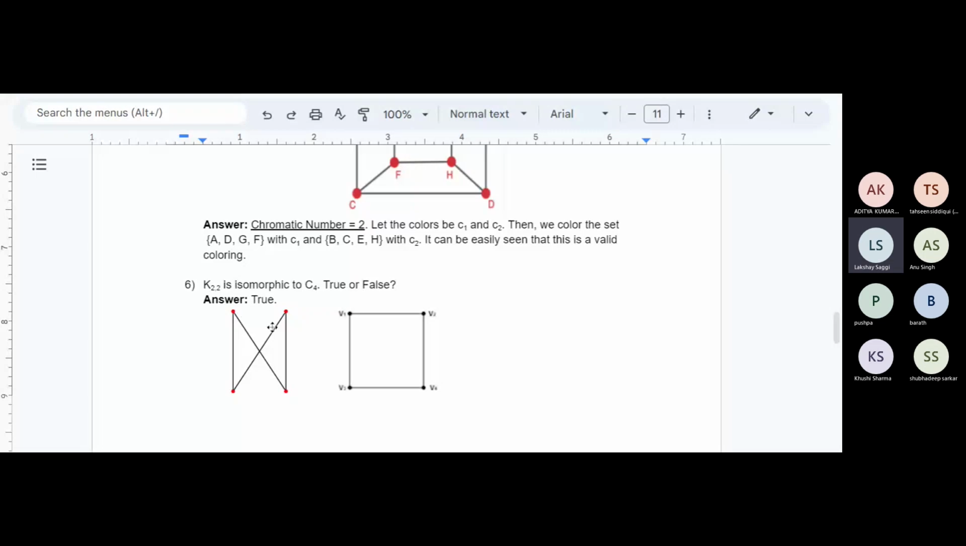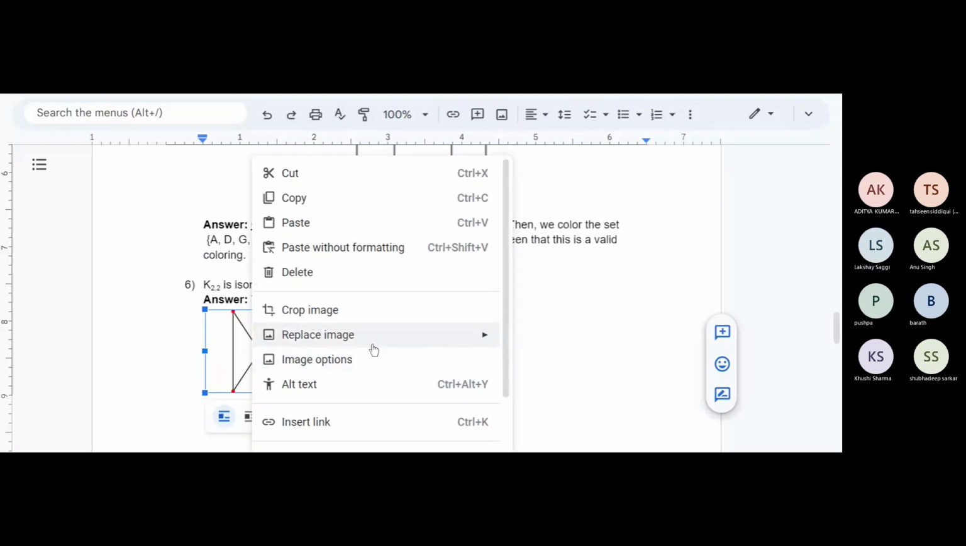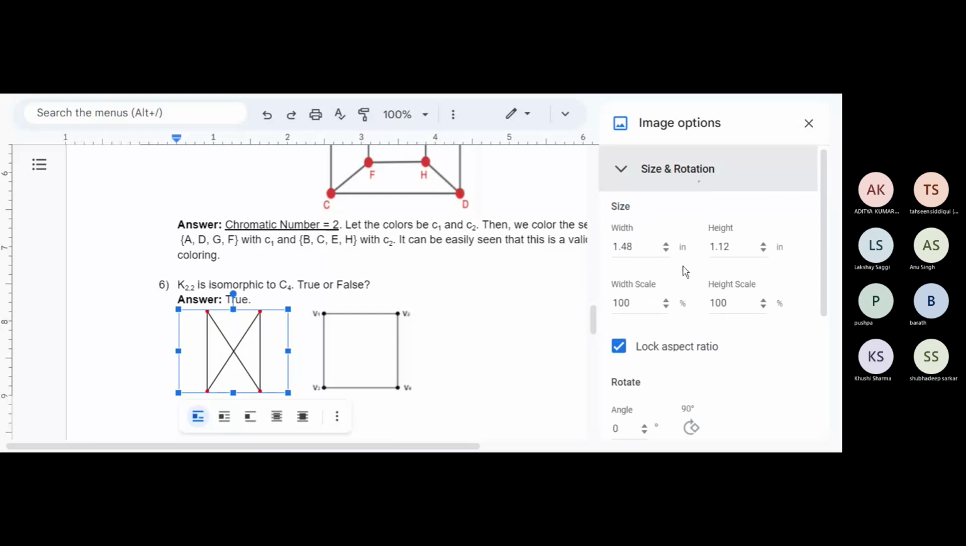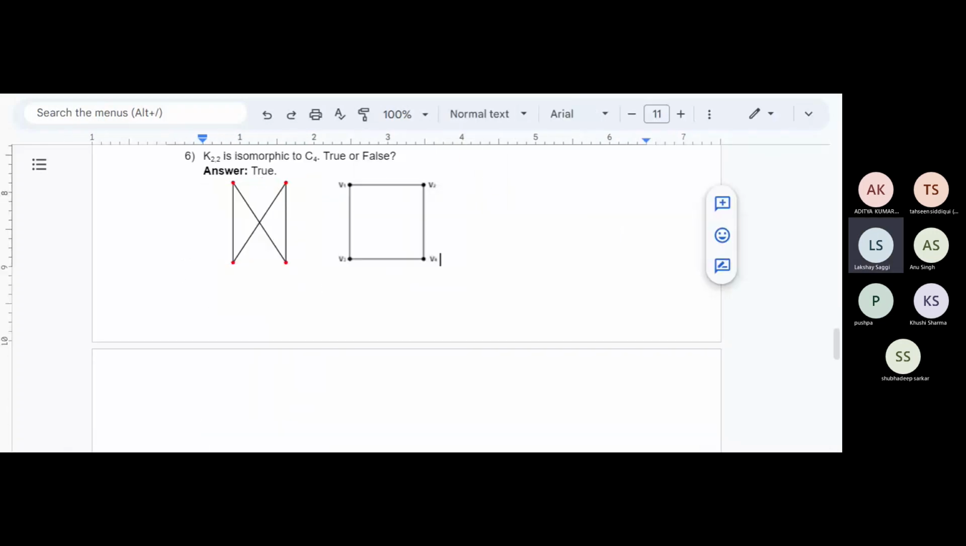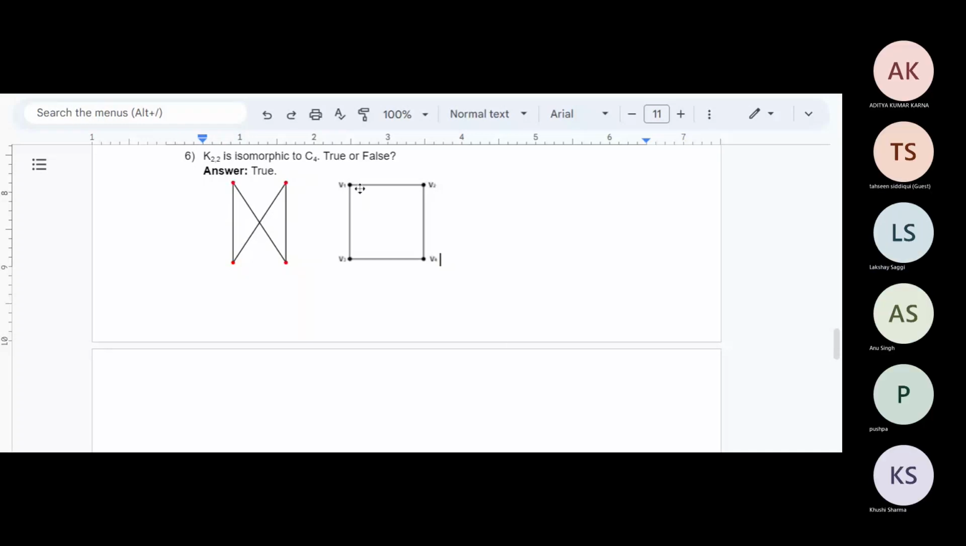Here, what we are seeing is that this K2,2 graph is actually not divided from left to right, but from top to bottom. The figure has come in rotated, sorry. So you can easily see that the top is one side of the bipartite graph and the bottom is the other side, because there are no edges between these two top vertices and similarly no edges between these two bottom vertices, right? And this is the C4 graph.